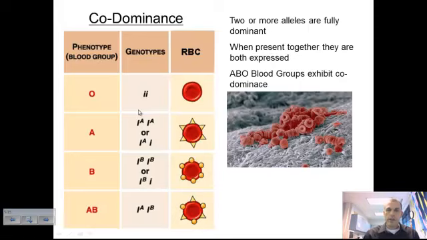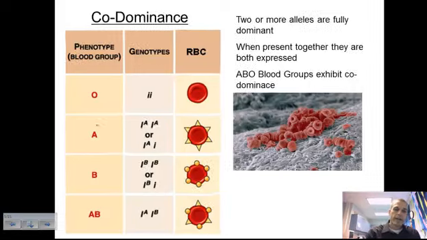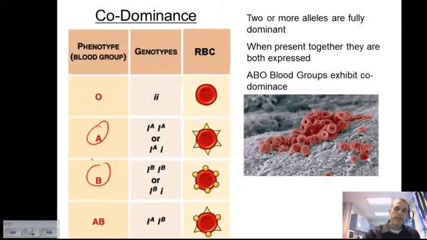All right, moving into the second topic here, which is what we call codominance. In codominance, two or more alleles are fully dominant. When present together, they are both expressed, and ABO blood groups exhibit codominance. So when we're talking about it, your type A and your type B are dominant traits. When they're linked together, that's where you get your codominance.